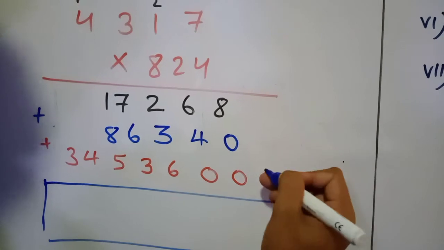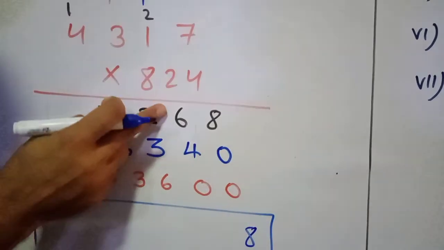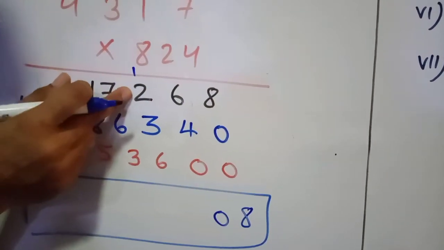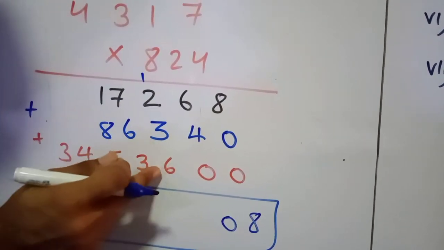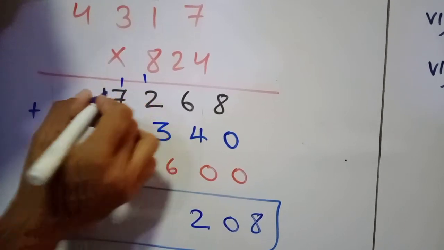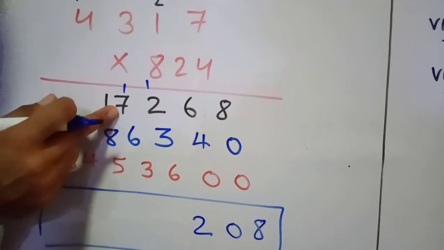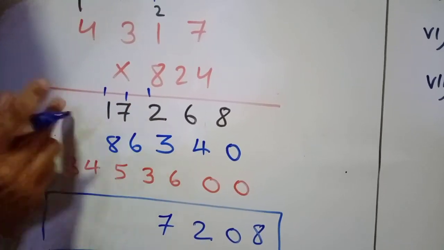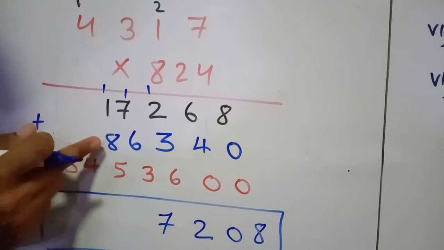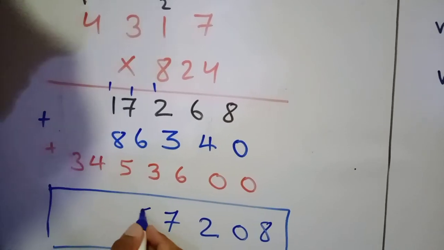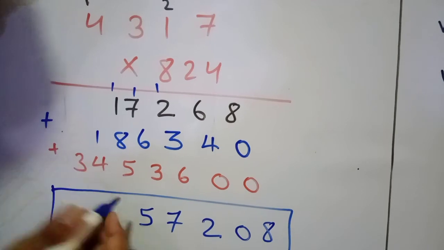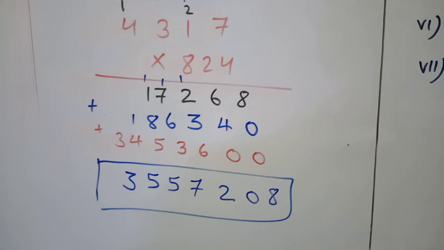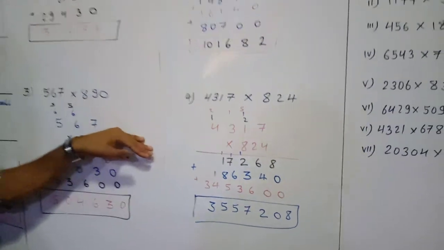8 plus 0, 8 plus 0, 8. 6 plus 4, 10 plus 0, 10, 1 carry. 1 plus 2, 3. 3 plus 3, 6. 6 plus 6, 12, 1 carry. 7 plus 1, 8. 8 plus 6, 14 plus 3, 17, 1 carry. 1 plus 1, 2 plus 8, 10 plus 5, 15, 1 carry. 1 plus 4, 5 and 3. This way we can calculate the multiplication of the sum.